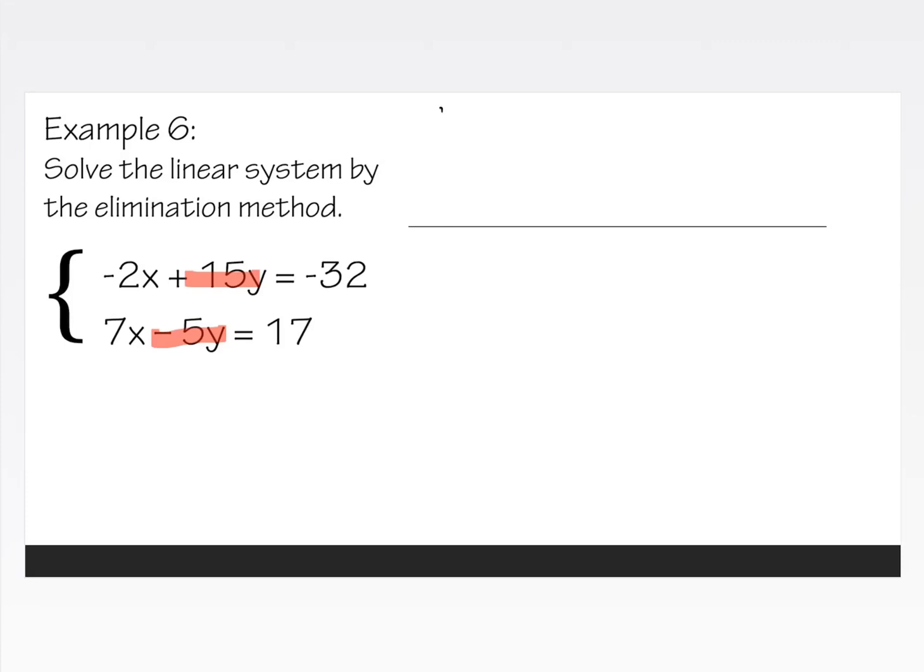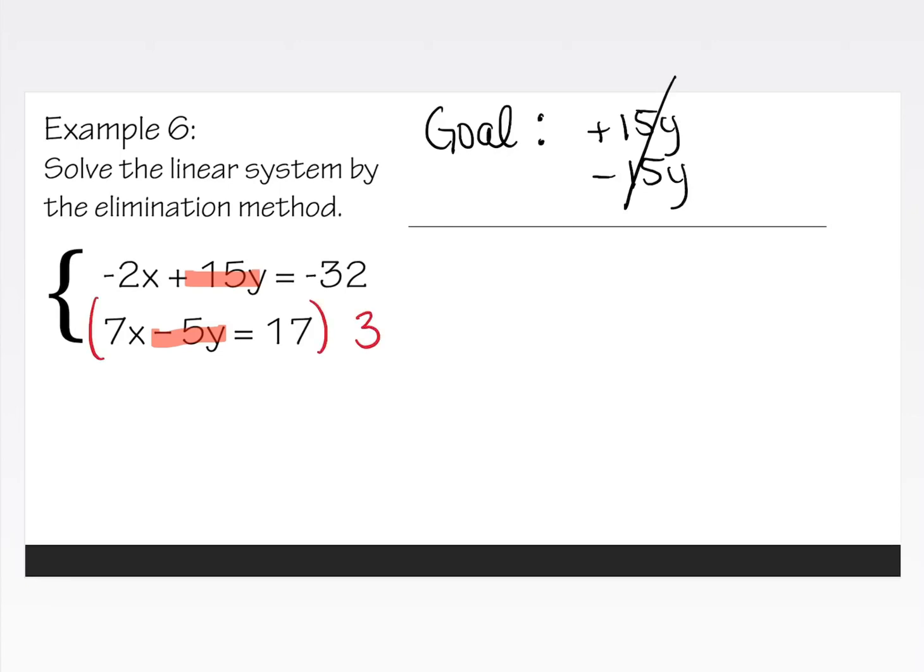So our goal here is to get positive 15y and negative 15y, so that way they can reduce. So what do we need to do to the second equation in order to get negative 15y? We're going to multiply the entire bottom equation by positive 3. Now here, you're going to use the distributive property to make sure you multiply to every single term.